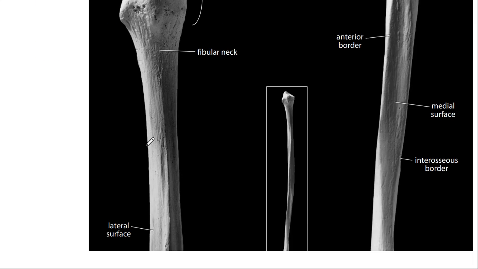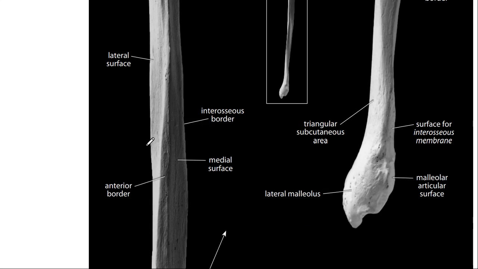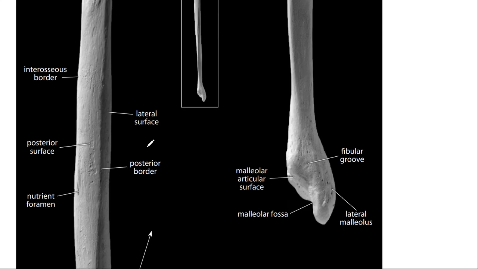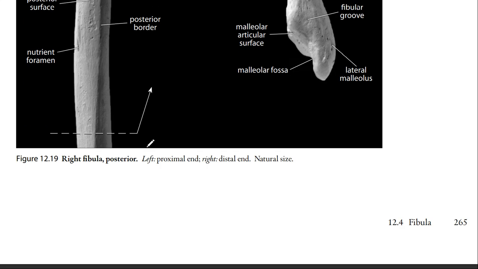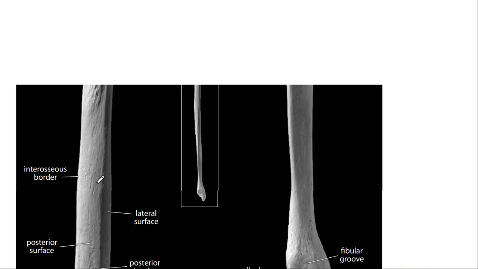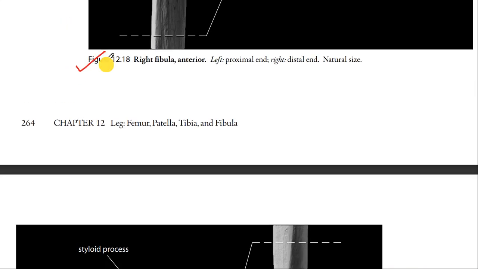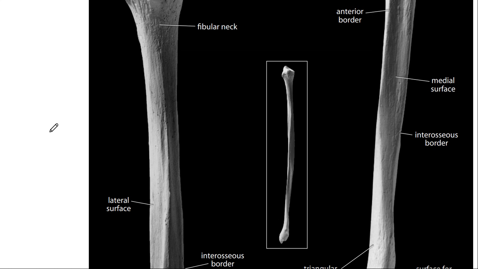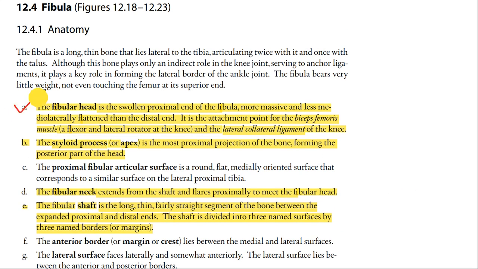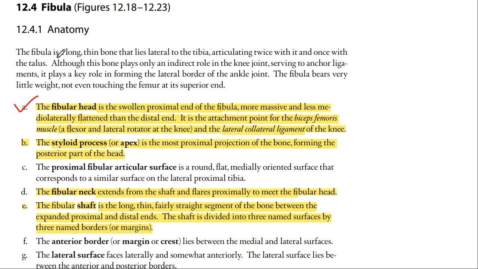Let me show you the bone. It's a very thin bone, see, very thin bone. So again, two important views of the right fibula as well, the anterior as well as the posterior view. We are not going into detail looking into the medial and the lateral view, so you can skip on that. Now let's study the bone fibula.